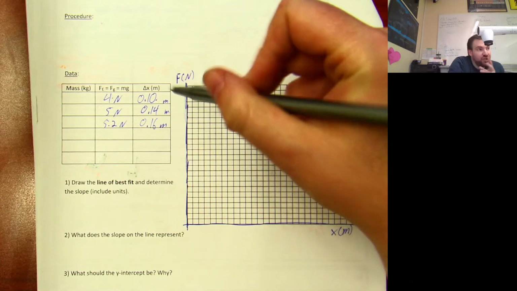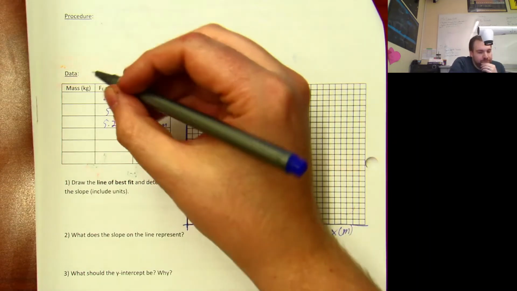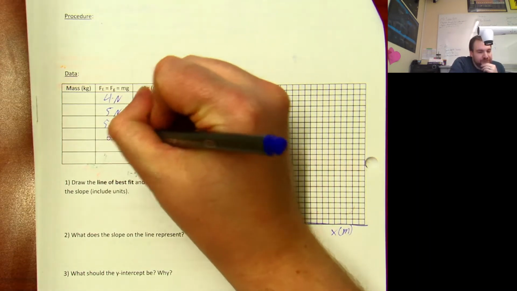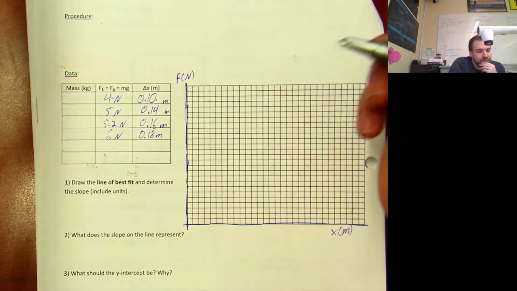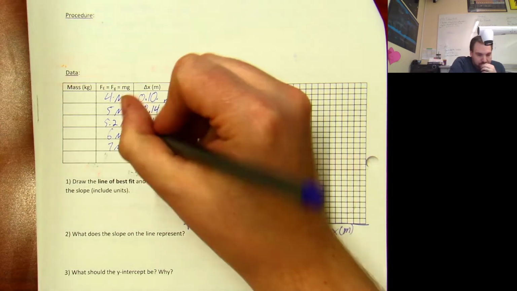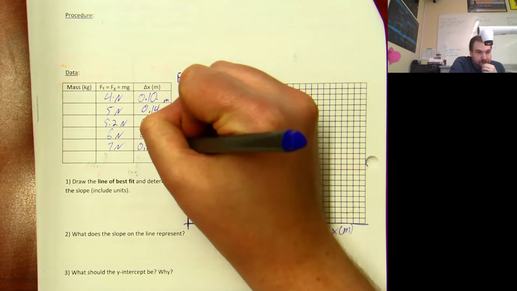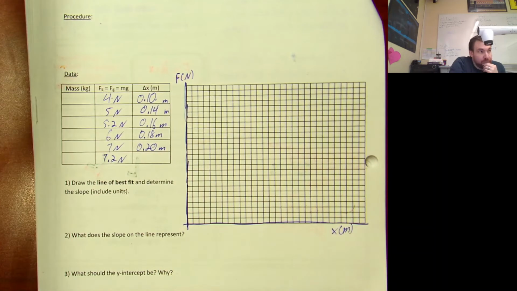And this is extension, not total length, right? Yes, it is extension. Okay, keep going. 6 newtons. 0.18 meters. 7 newtons. 0.20 meters. And 7.2. 0.21.